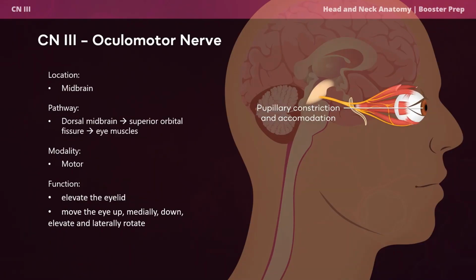So we mentioned previously that the parasympathetic preganglionic fibers are cranial nerves 3, 7, 9, and 10. The specific parasympathetic functions of cranial nerve 3 include pupillary constriction and accommodation. And now we're moving on to the trochlear nerve.